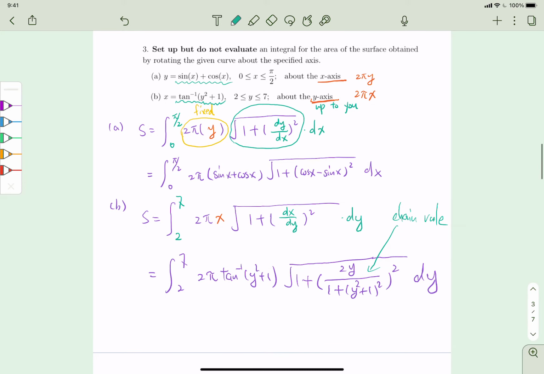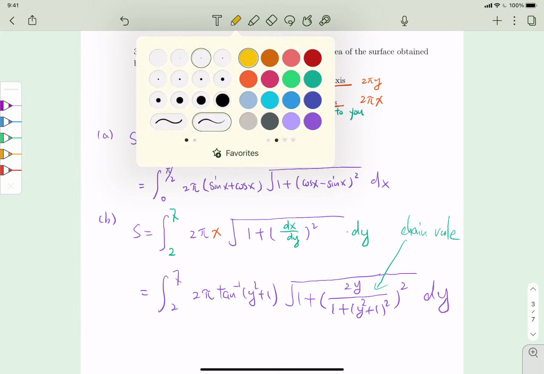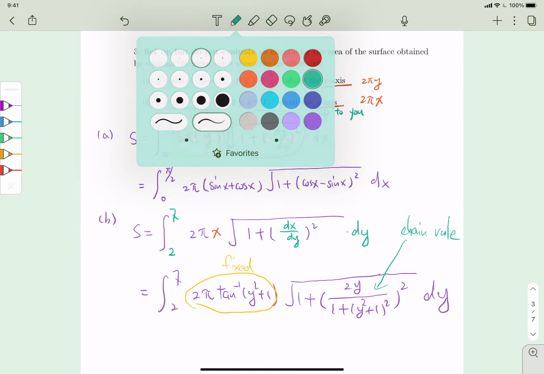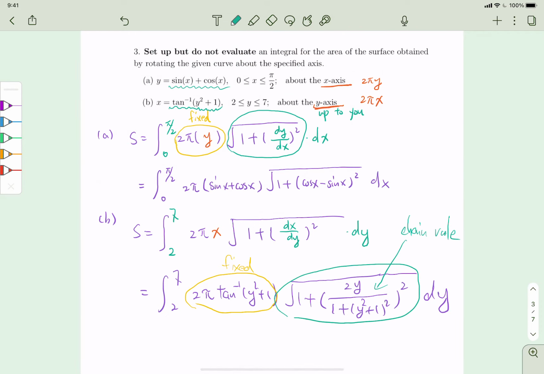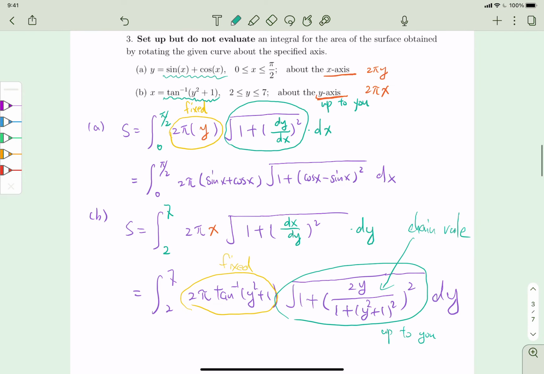Okay, so that is our integration. Set it up. We don't have to evaluate it, and you see that is completely the same as question A. You have this part fixed, right? And another part is up to you here. It depends on your preference and convenience. Okay, so that is question B.